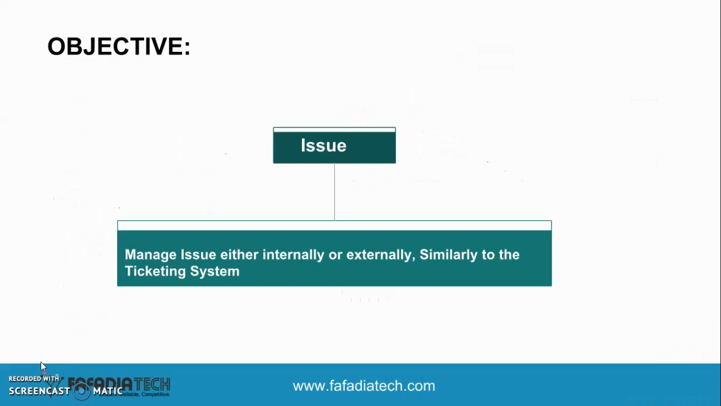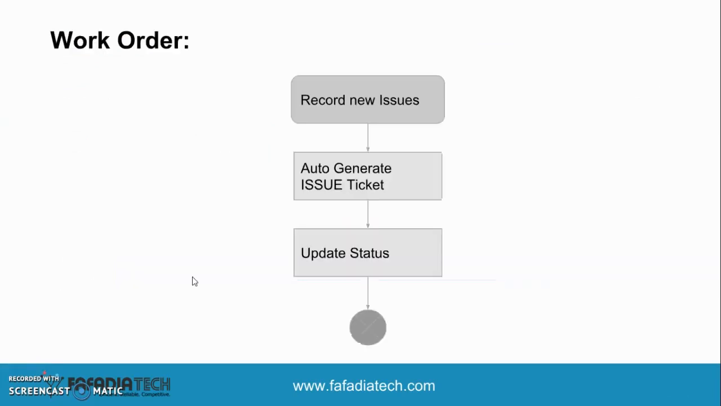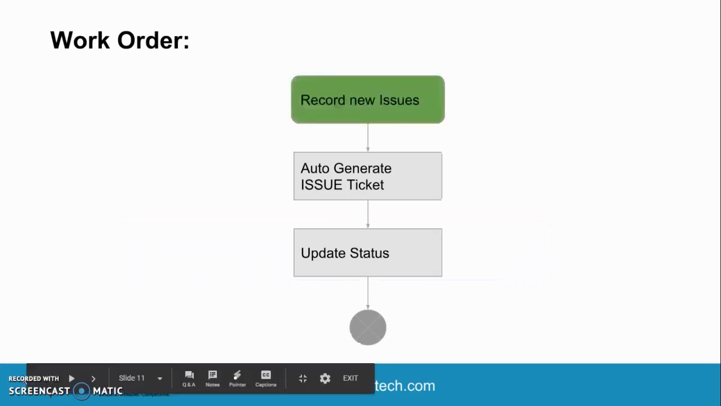The objective of issues on ERPNext is to manage issues, either internal or external, similar to a ticketing system. The general workflow of the issue submodule is to record a new issue, auto-generate an issue ticket, and update the issue status.